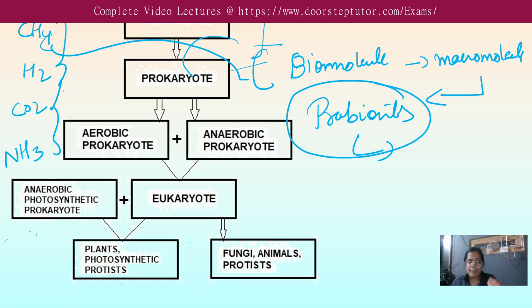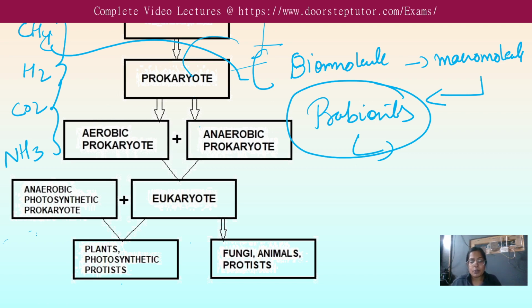It was not clear which cell it was, because it formed from organic molecules, so we cannot say whether it is prokaryotic or eukaryotic. So how did it come into the picture? If you can see this diagram: protocell to prokaryote, to aerobic and anaerobic, and then they are classified on that basis. Eukaryotic includes animals, fungi, protists, and the other includes plants and photosynthetic protists. Obviously eukaryotic has different machinery from prokaryotic.